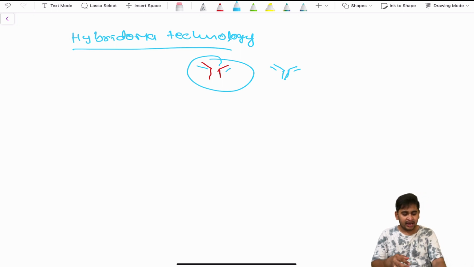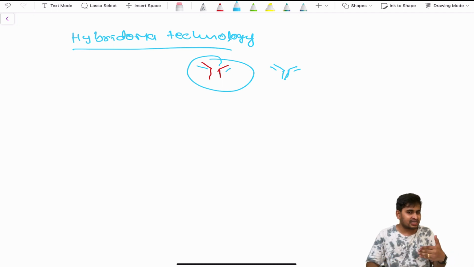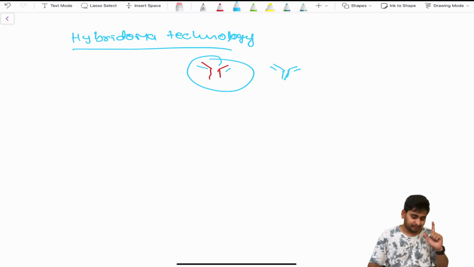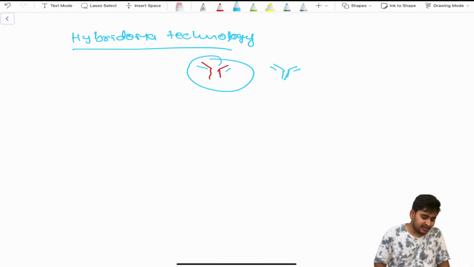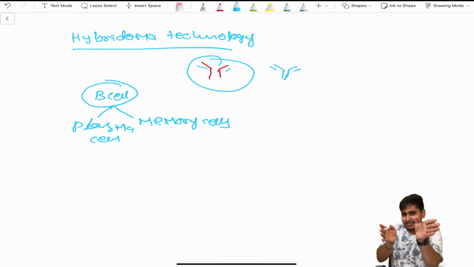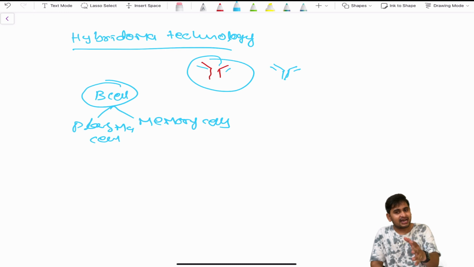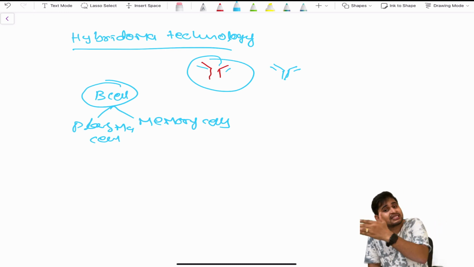See, how are the antibodies synthesized in our body? When any disease occurs to us, antibodies are the first defense against the disease or pathogen. How are the antibodies generated? There are B cells, B lymphocytes, which differentiate into plasma cells and memory cells. The memory cell helps us release the same type of antibodies in the next episodes.